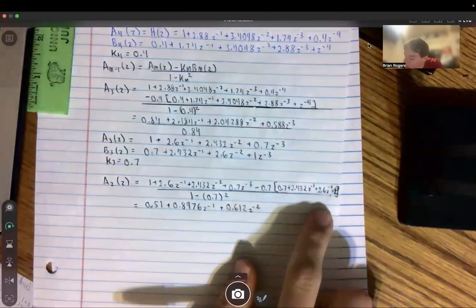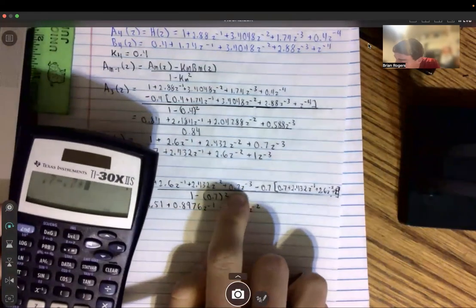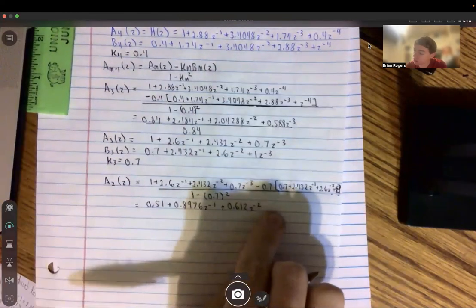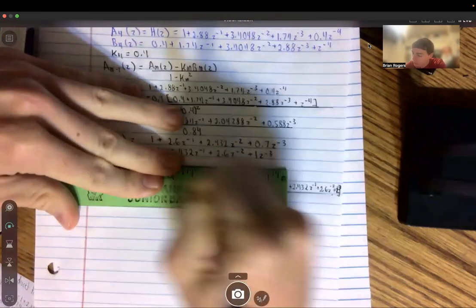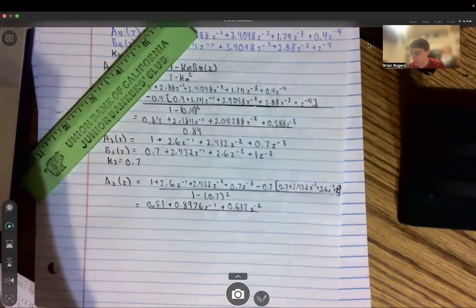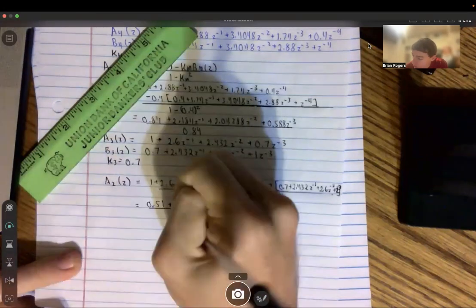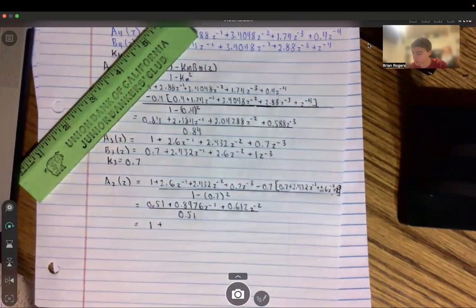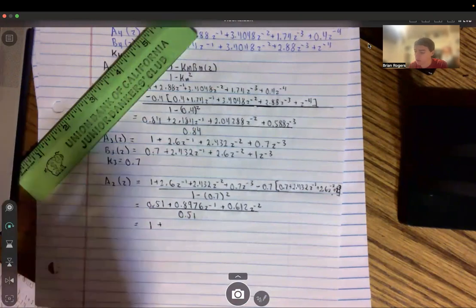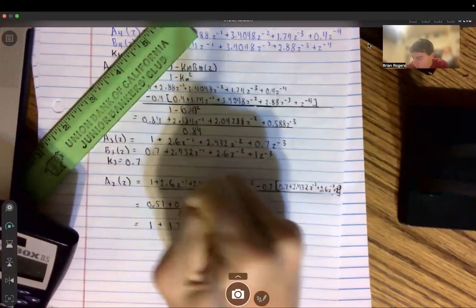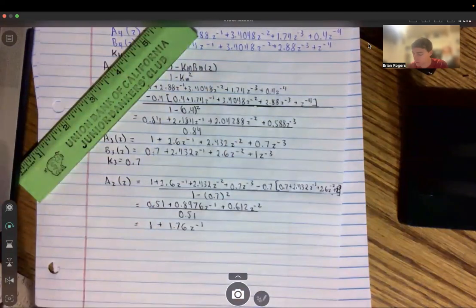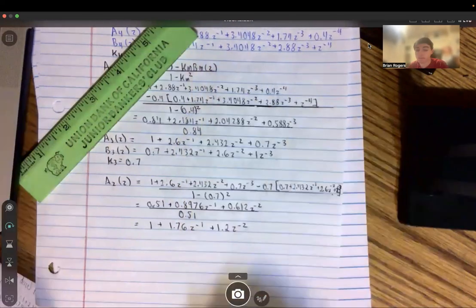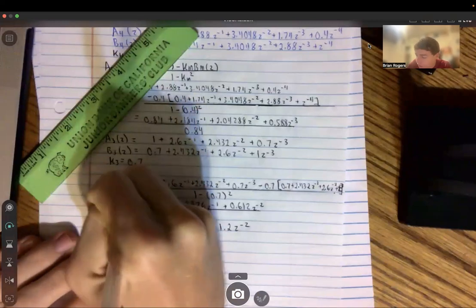Okay, and so this would be 0.7 minus 0.7 times 1. I get 0, so I have no z to the 3 term, and then it's divided all by 1 minus 0.7 squared. I get 0.51. So notice I'm going to get 1 plus 0.8976 divided by 0.51, which is 1.76, z to negative 1. Then here I get 0.612 divided by 0.51, which is 1.2, z to negative 2. Okay, so now I get my A2 of z.